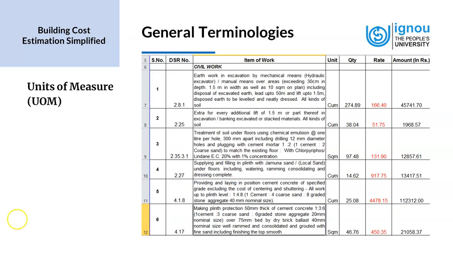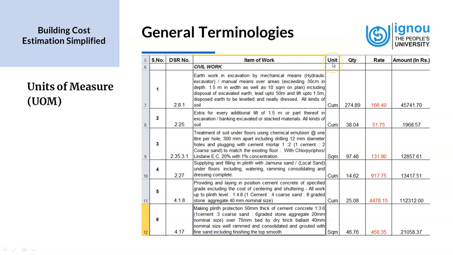We move on to the next slide, and in this we will be able to articulate the units of measure better as given in an estimate. We can see the serial number in the first column, then the DSR number. This is the schedule of rates number. The reference is taken from that. And then we have a description of the item of work. We are looking at civil work in this example.